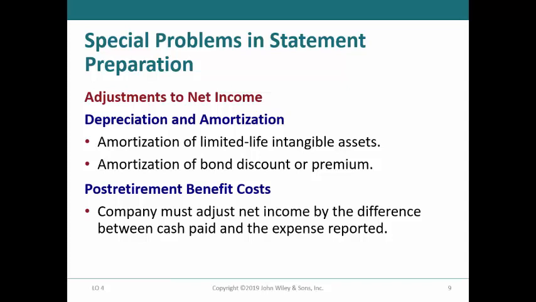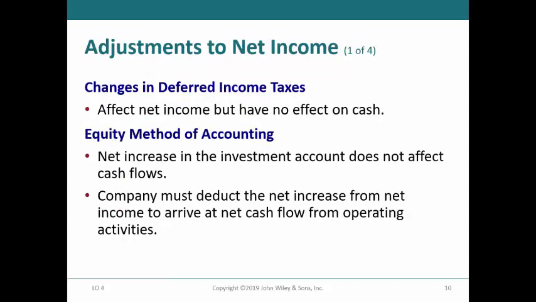Two of the non-cash deductions are depreciation and amortization of intangibles and bond discounts or premiums. Depreciation and amortization of intangibles and bond discounts need to be added back to net income, and amortization of bond premiums would need to be subtracted. Also, companies should adjust net income for the difference between the cash paid for post-retirement benefits and the expenses reported on the income statement.